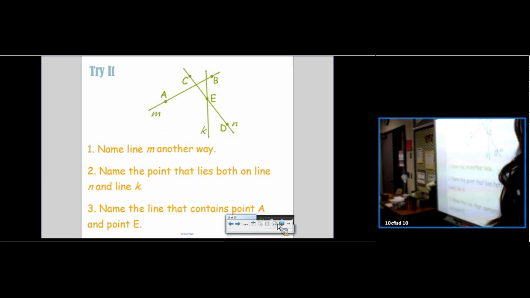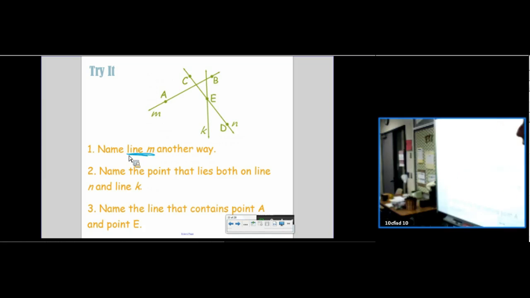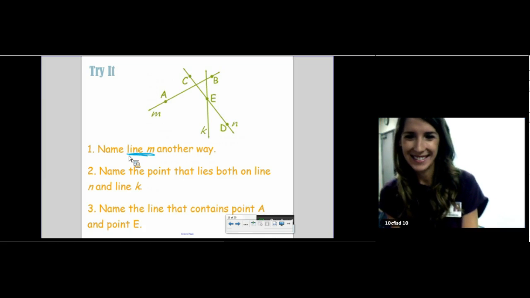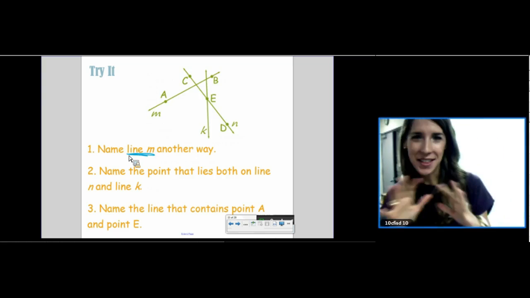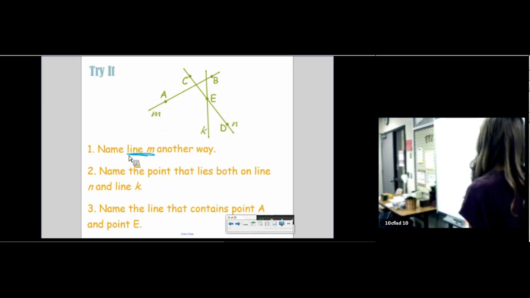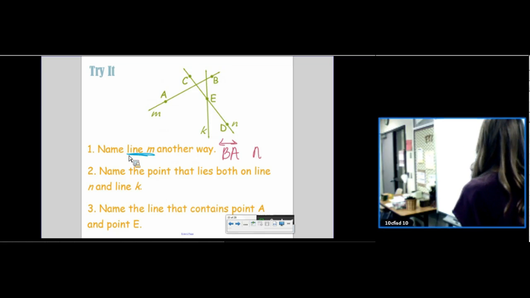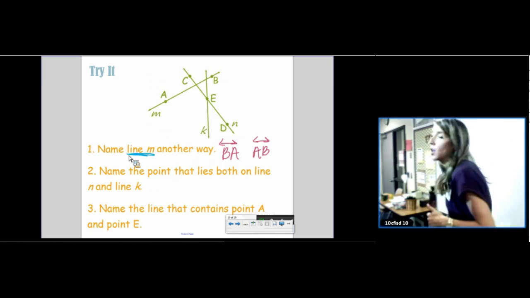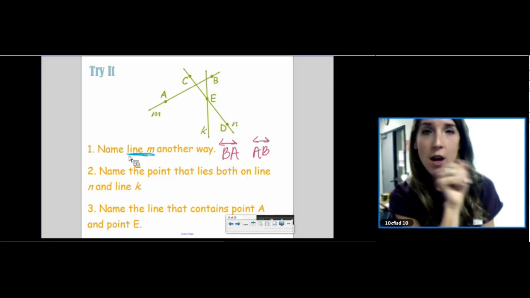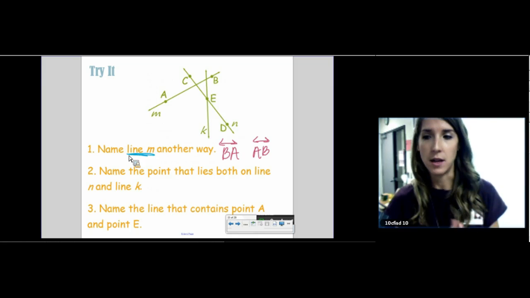All right, so look at this picture. Name line M in another way. So we're just practicing naming lines here. Good. So you don't have math type in your chat, right? But if you were to name it on a worksheet, you could name it line BA, or you could name it line AB. Do I need to put the word line in front of it? No, because the line is over the AB, and that's how you're communicating to me that it really is a line. You have to put the arrows, though.